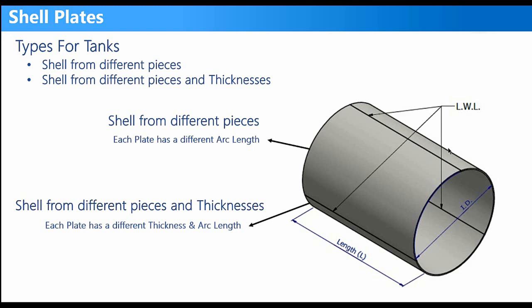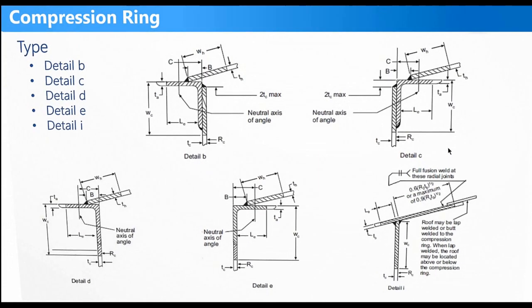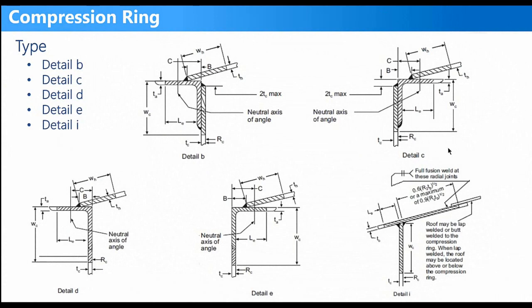And the second type is shell from different pieces and thicknesses. In this option, the customer will have the ability to define the thickness of each plate and the same for the arc length of each plate on the shell course. And we will discuss that in detail in our demo. In the compression ring, you can see that we have different types of compression rings according to the API, so you will select the suitable shape and change the dimensions according to your design.